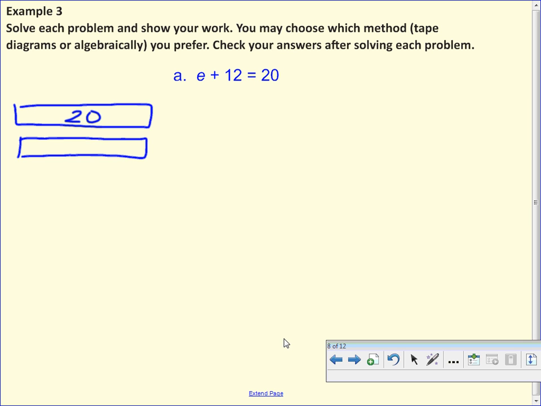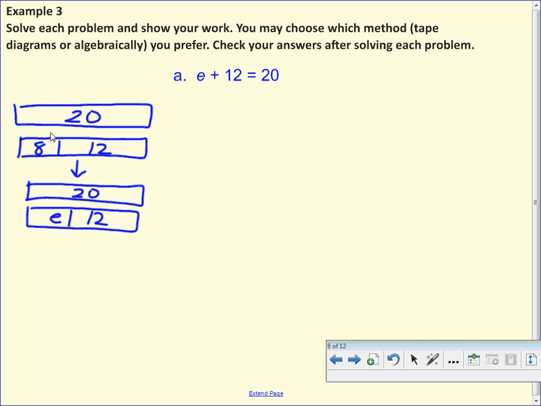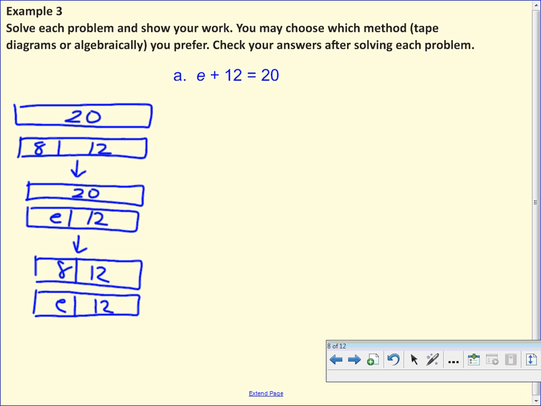Okay, so back at it. So it's 8 plus 12 equals 20. We know from the equation that E plus 12 also equals 20. So we could bring down our 8 and our 12 and our E and our 12, and then we see that our 8 and our E are equal. So E equals 8. I put my on the other side. That's okay. That's okay.